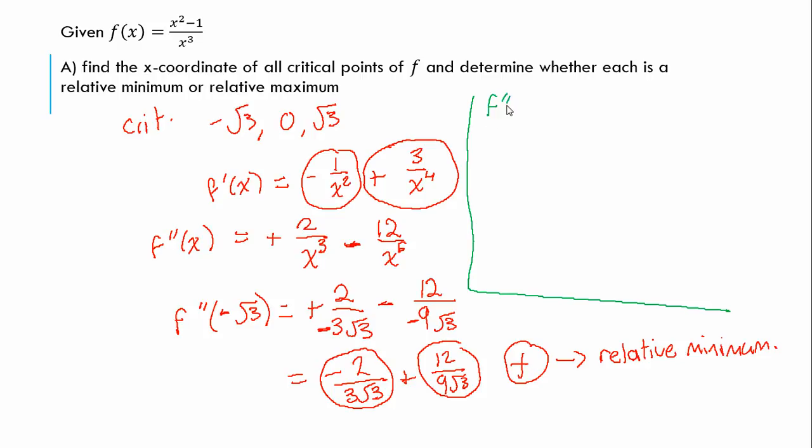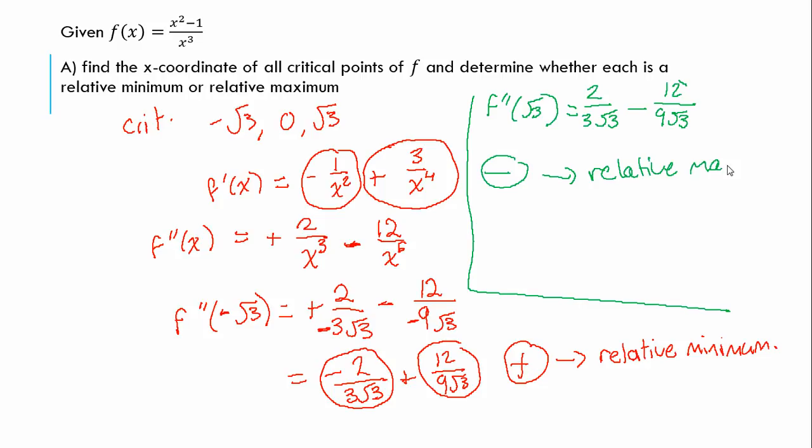So f double prime of positive root 3 is equal to, well, we're just going to plug in the exact same things like we did before, except the sign's going to be different. So we're going to get 2 over 3 root 3 minus 12 over 9 root 3. Now this time we have a bigger negative and a smaller positive, so the whole thing is going to be negative, which means we have a relative maximum.